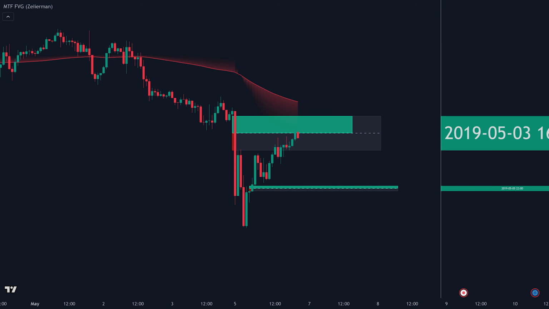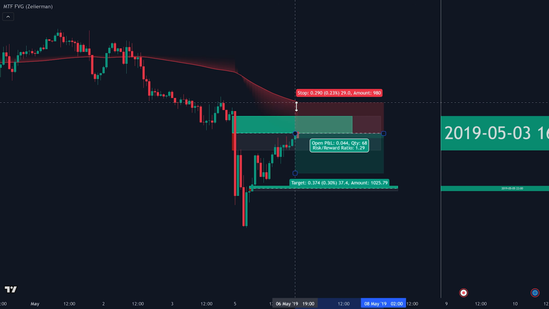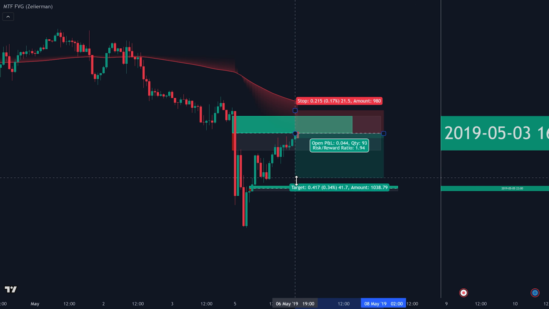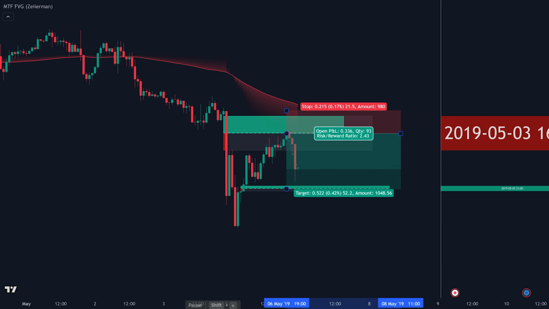With all conditions met, we place our sell entry at the midpoint of the fair value gap. Our stop loss goes just above the gap to protect the trade. Then, we set our take profit at the next fair value gap. As you can see here, the trade played out well and ended in profit.